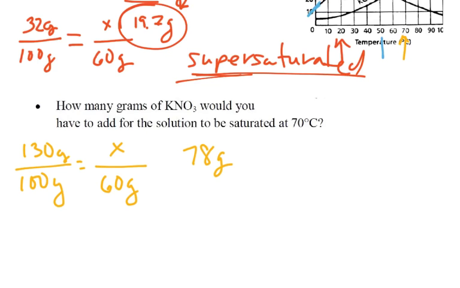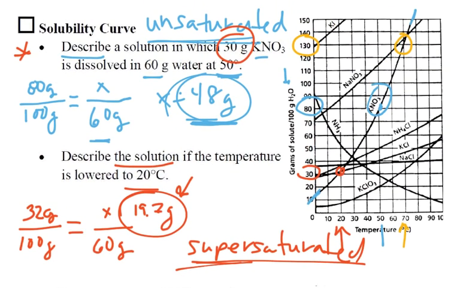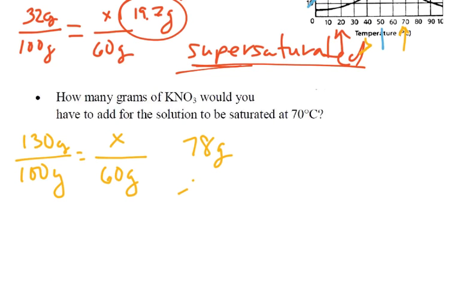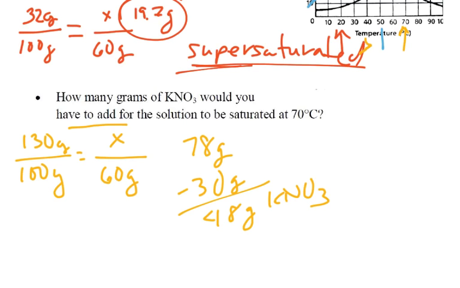So we're saying 78 grams would saturate our 60 grams of water, but we already have 30 grams. So 78 minus 30 grams of KNO3, that means we would need 48 more grams of KNO3. So how many grams of KNO3 would you have to add for the solution to be saturated at 70? We would have to have a total of 78, we have 30, so 48 more grams.